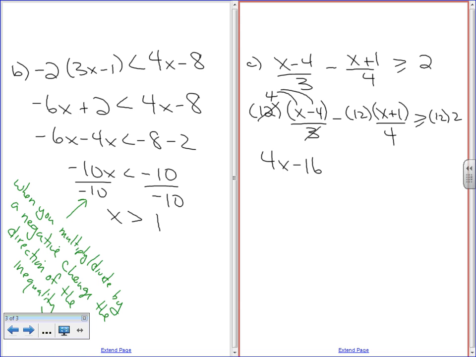Exact same thing for the next term. 4 goes into 12 3 times. Remember, I'm multiplying in a negative 3 because of this minus here. So I get negative 3x minus 3 is greater than or equal to 24. So that first step, identifying the common denominator and multiplying everything by the common denominator, you shouldn't have any fractions in the next step. You're done. Okay? Now it just becomes an easy question like the ones we've been solving. Collect the like terms.